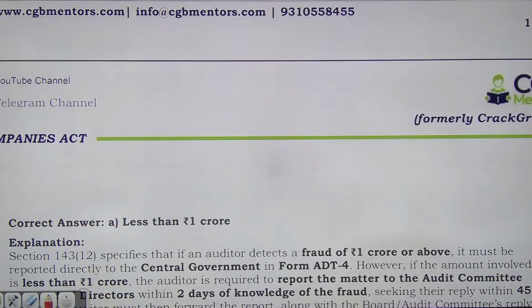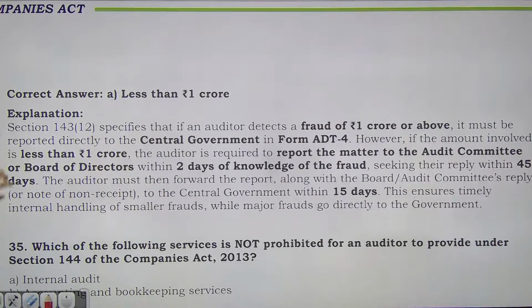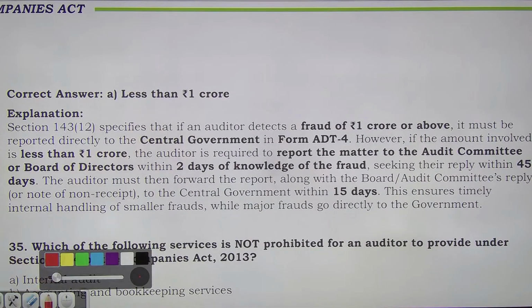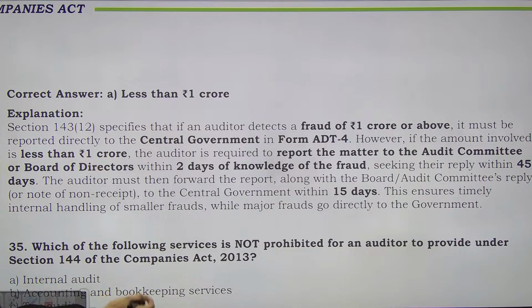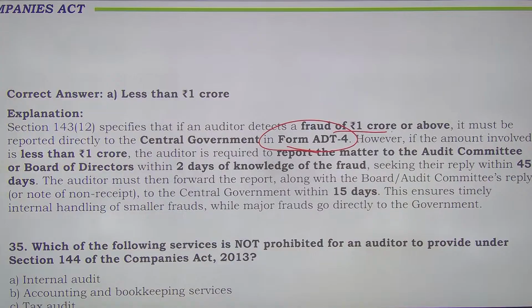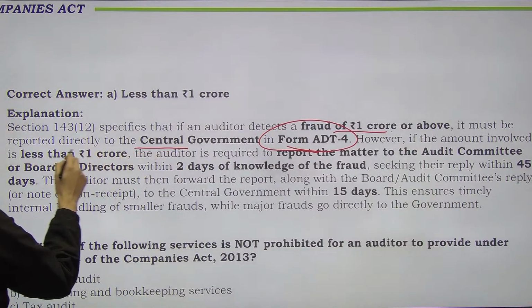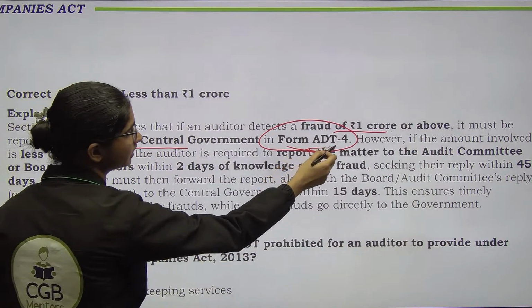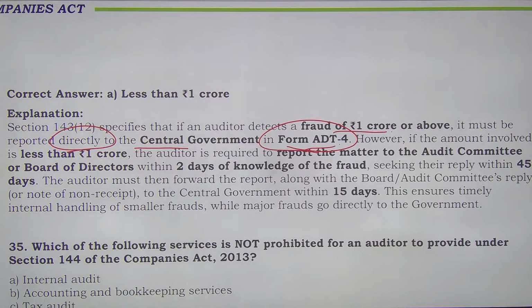Please try to remember the section number, and this is an important point that you remember the section number and also the form number. So if there is any fraud of 1 crore or more, that will be informed to the CG by the auditor directly. In which form number? Form number ADT 4. Okay, so this was all about the provision of section number 143.